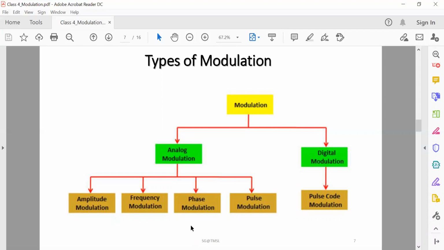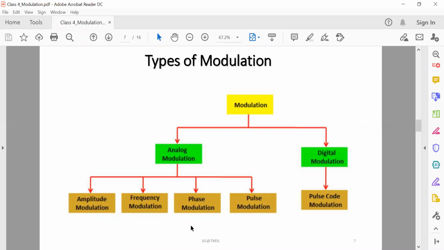Frequency and phase modulation come under angle modulation. When the frequency or phase of the carrier signal is varied in accordance with the amplitude of the message signal, then it is called angle modulation. So frequency and phase modulation techniques are also called angle modulation.